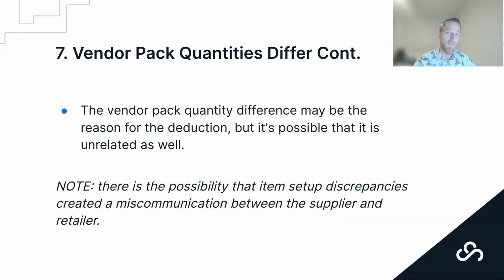So that's also another data point you may want to look at when investigating shortages: looking at those vendor pack quantities on the PO and the invoice and making sure that your items that are short have the right vendor pack quantities, especially again, if you're invoicing in cases.